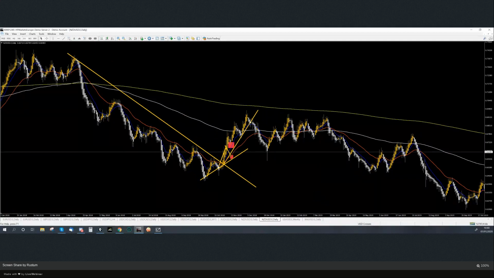Do you have any questions on that so far? On the break and the pullback? What we're looking for is a break on the daily chart. And as soon as we get a break on the daily chart, then we are going to become interested in a trade.